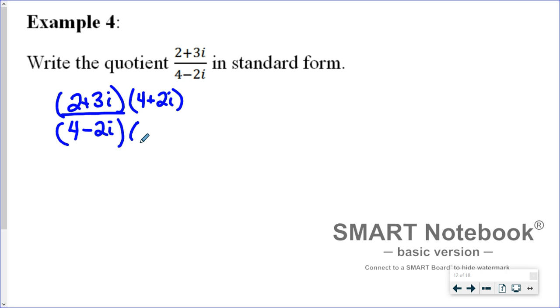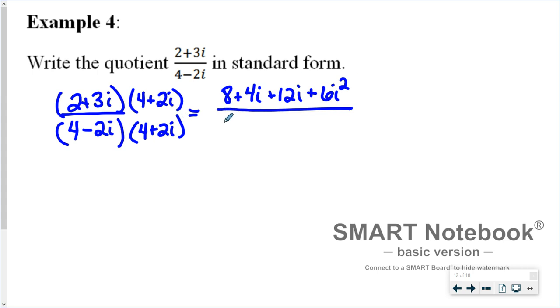The reason why we're going to do that is because i essentially is the square root of negative 1, and remember, it's not proper in mathematics to have a square root in the denominator. So this is essentially getting rid of the i, which in turn gets rid of the square root, from the denominator. Now when I distribute all this out, in the numerator, I'm going to get 8 plus 4i plus 12i plus 6i squared.